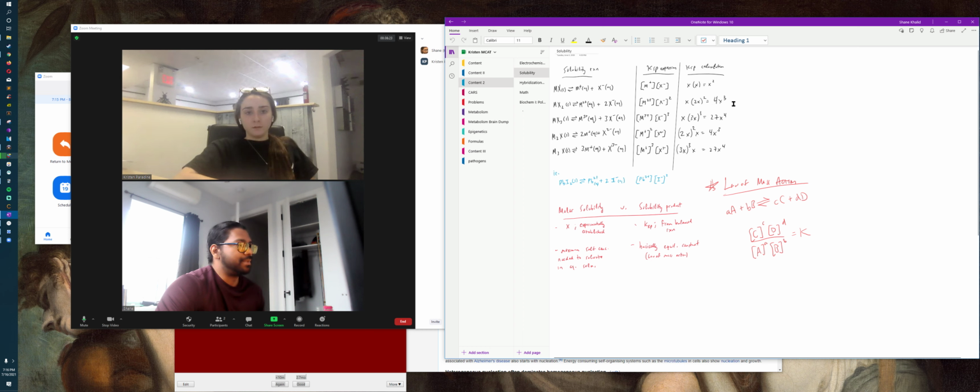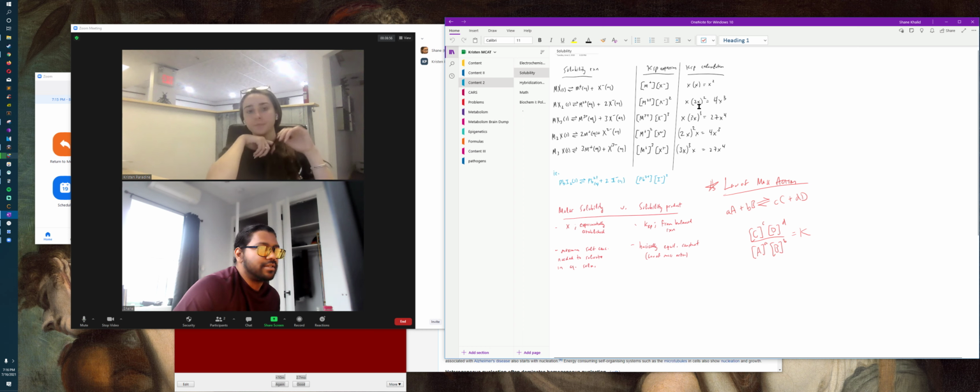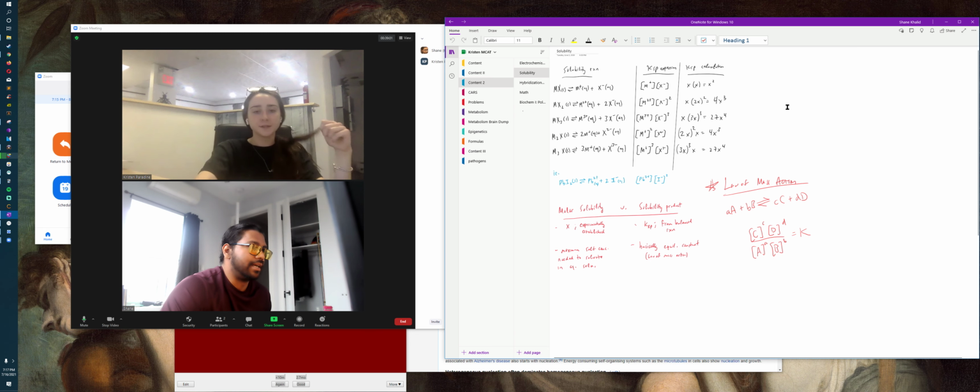So now, if they gave you a Ksp value, for the example that I have here in light blue, you would set it equal to 4x cubed, and then solve for x. If they want you to figure out the concentration of the lead ion and the iodide ion, once you obtain x, the regular x will be the lead ion concentration, and you'd plug the x into the 2x squared to get the iodide ion concentration.